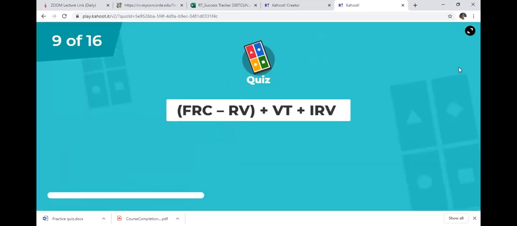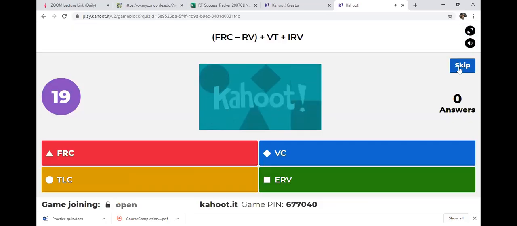All right. FRC minus RV in parentheses plus VT plus IRV. What would that be? FRC, take away the RV. Then you add VT and IRV. What would that give you?